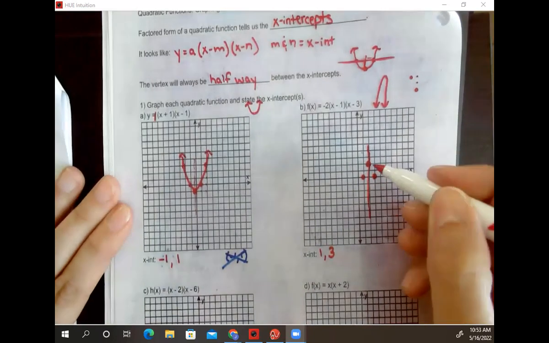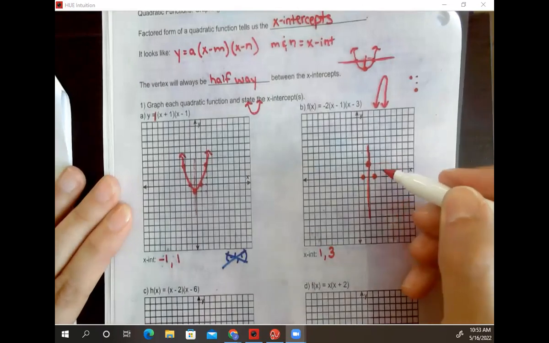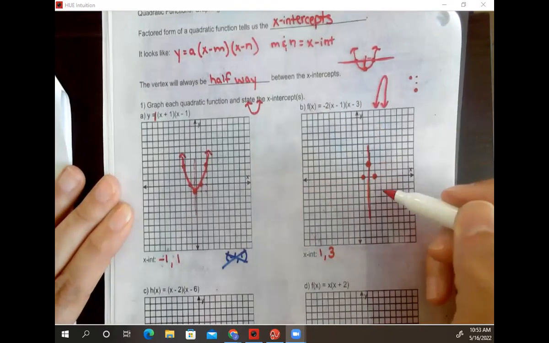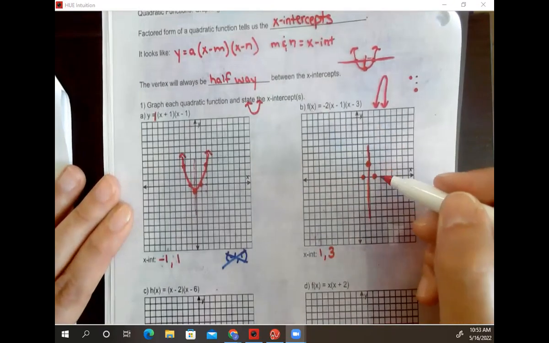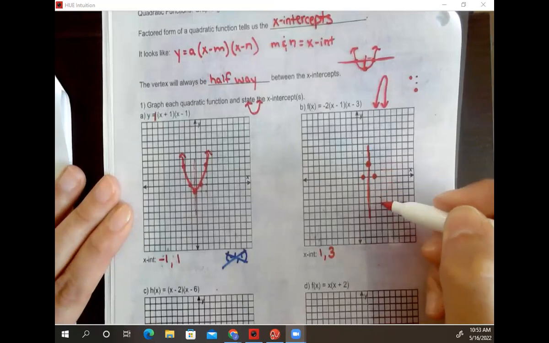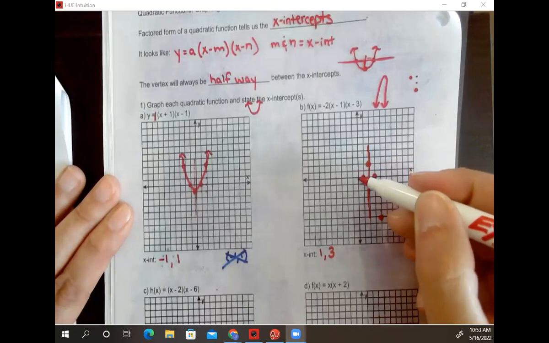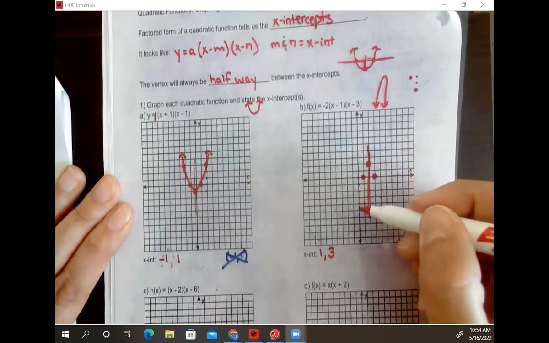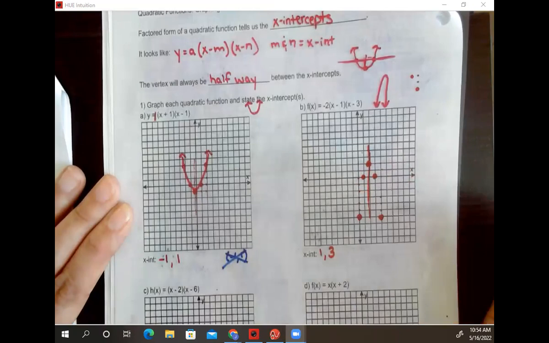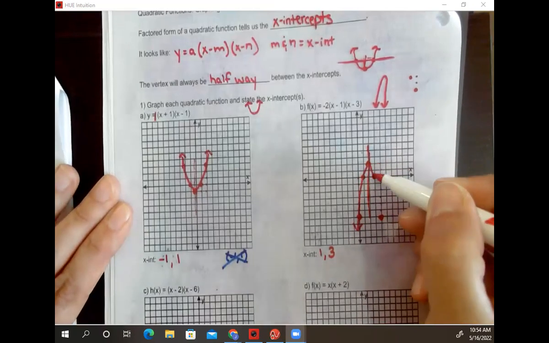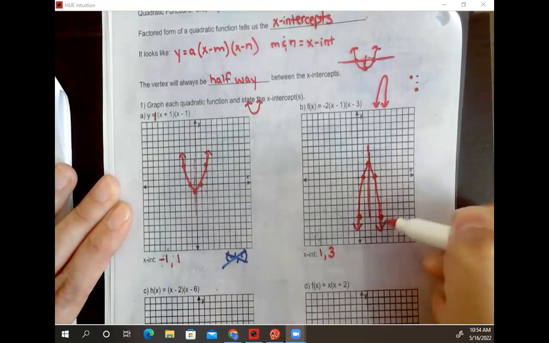And then to find my next nice points from the vertex, out 2, and normally it would be 4. We have to double it because of our 2 in front, because of that stretch. So it would be 8 instead of 4. 1, 2, 3, 4, 5, 6, 7, 8. Out 2, 1, 2, 3, 4, 5, 6, 7, 8. And I'm going to go ahead and connect my points so I can have my sketch of my parabola there.